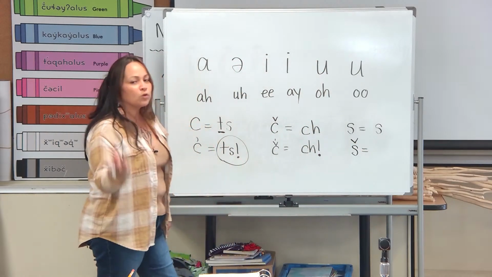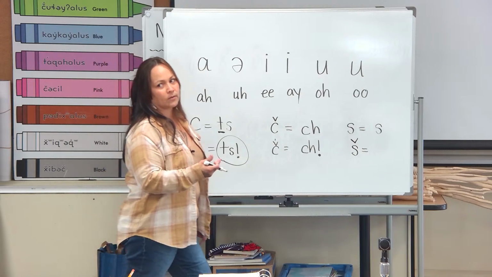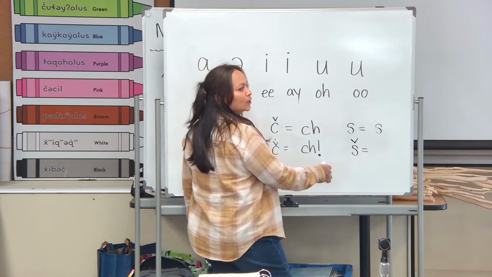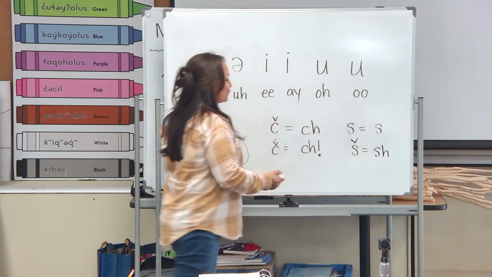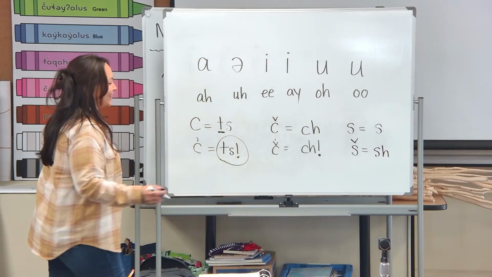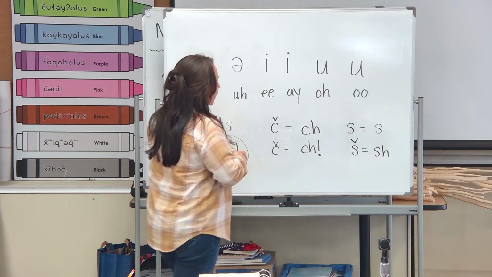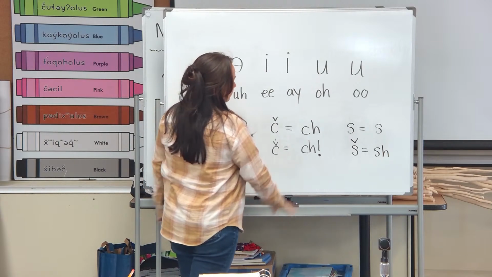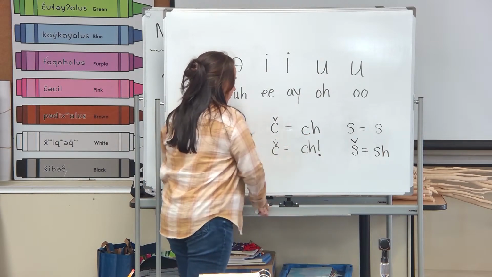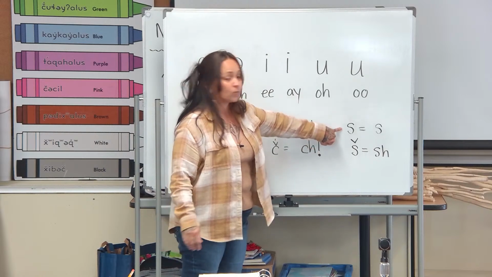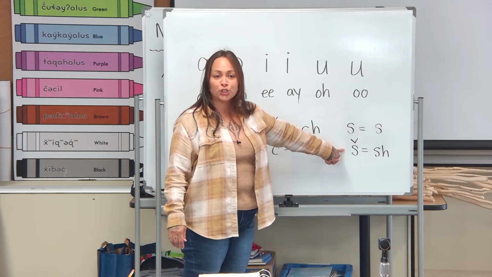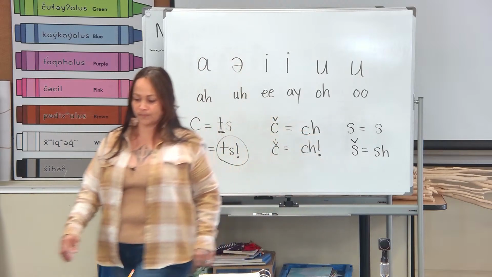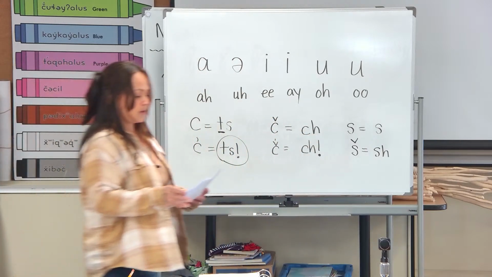Pop quiz. What do you think the sound is going to make? S wedge makes an SH sound. C wedge makes a CH sound. So we have an S, S wedge. Okay, let's add another sound chart.